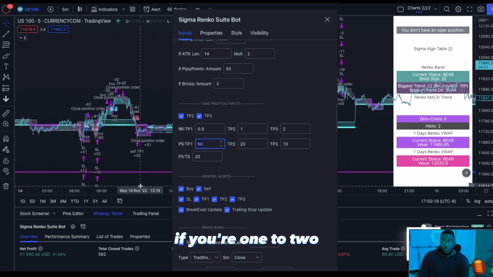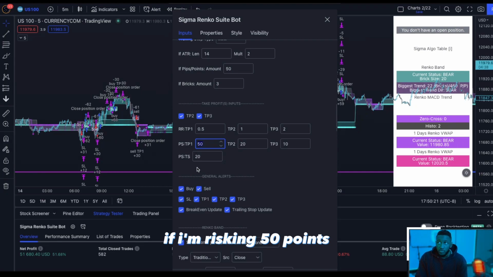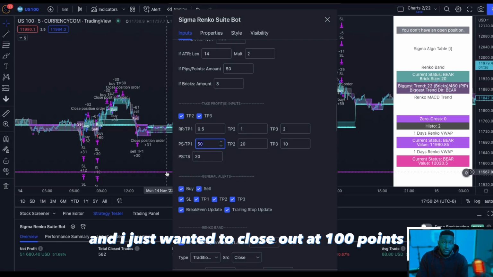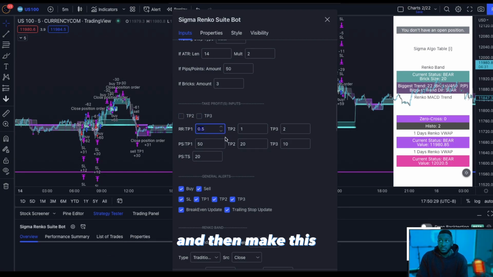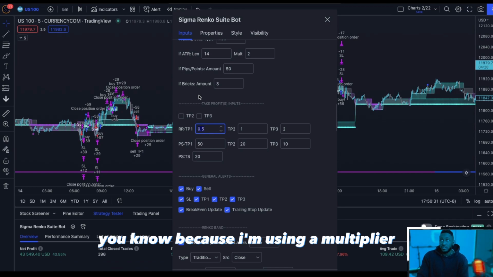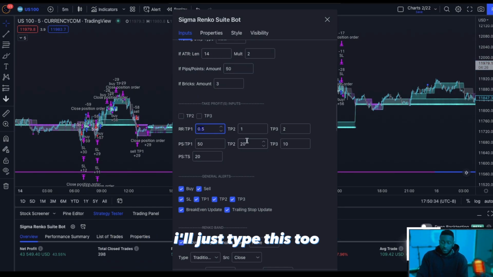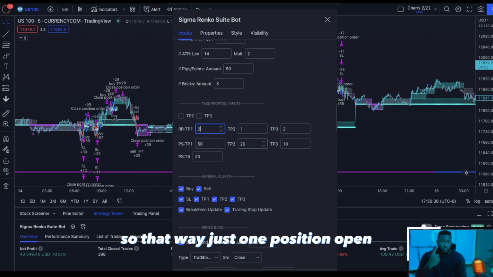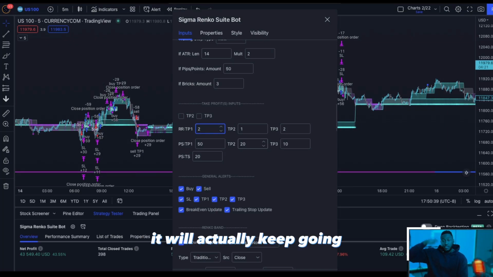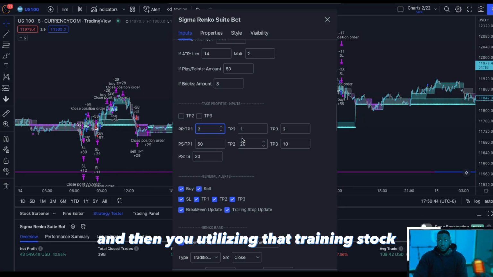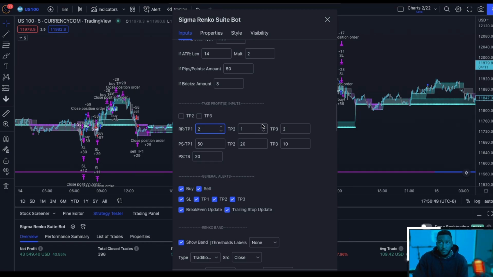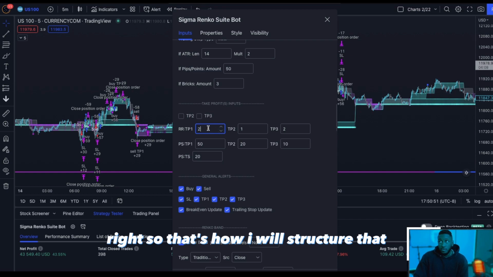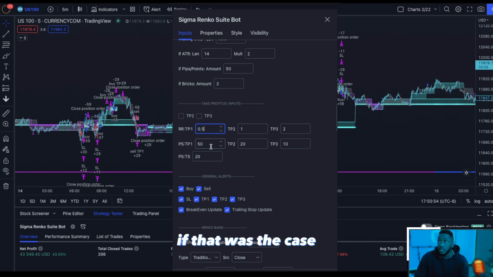But for example, if you're 1-to-2, if I'm risking 50 points and I just wanted to close out at 100 points, I would just disable these take profits and then make this, you know, because I'm using a multiplier, the pips and points is 50. I'll just type this too, so that way it's just one position open, and then it will actually keep going until it hits that full take profit, and then you're utilizing that trailing stop to follow behind your actual trade, right? So that's how I will structure that if that was the case.